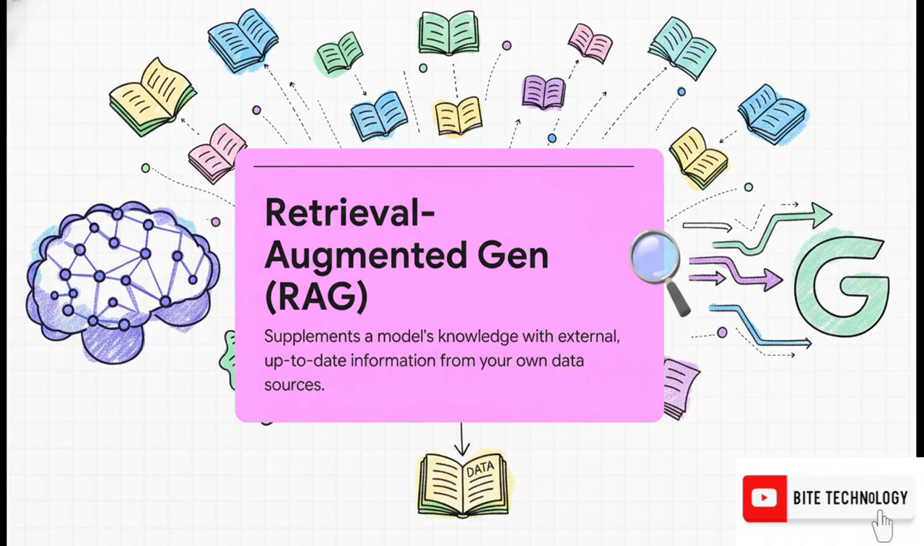So how do we fix this? We use a technique called Retrieval-Augmented Generation, or RAG. I know it's a fancy term, but it's for a simple, really powerful idea. We're basically going to give the model a cheat sheet. We supplement its built-in, static knowledge with fresh, external information. In our case, all those brand new scientific papers.